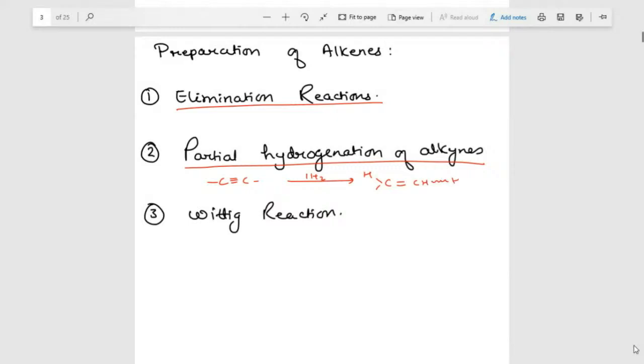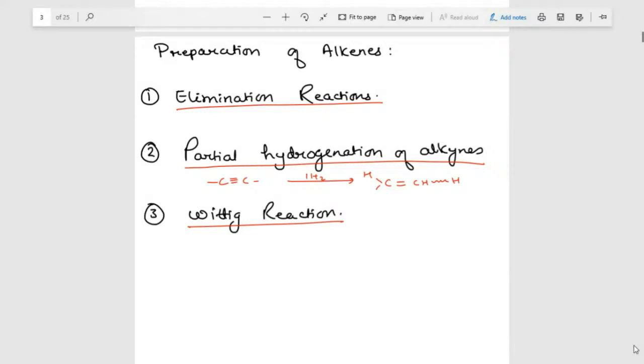Writing a wavy bond, called a wiggly bond, indicates that this H could be cis or trans. Both configurations are allowed. So it is cis or trans. So partial hydrogenation of alkynes will also lead to the formation of alkenes. The third method of preparation is the Wittig reaction method. It is a characteristic reaction for aldehydes and ketones, and is an example of a different mechanism called AE.